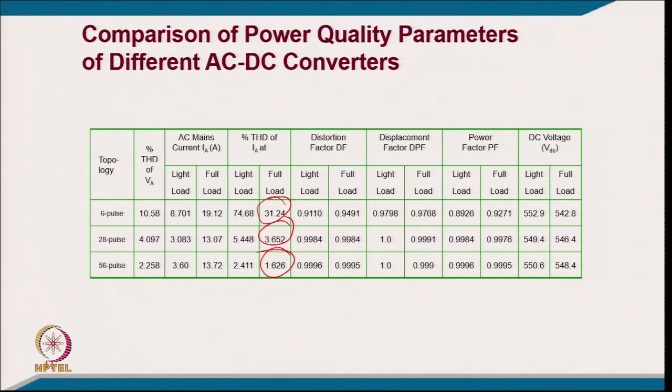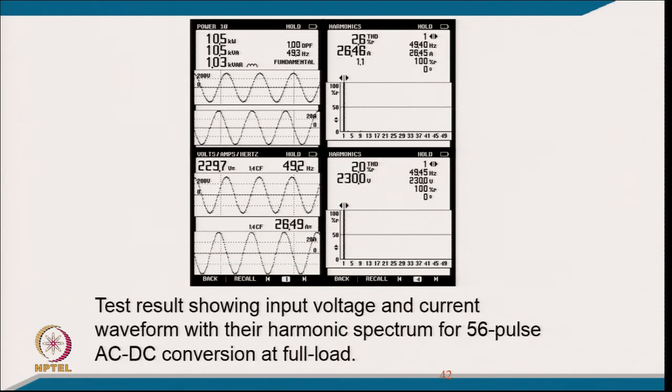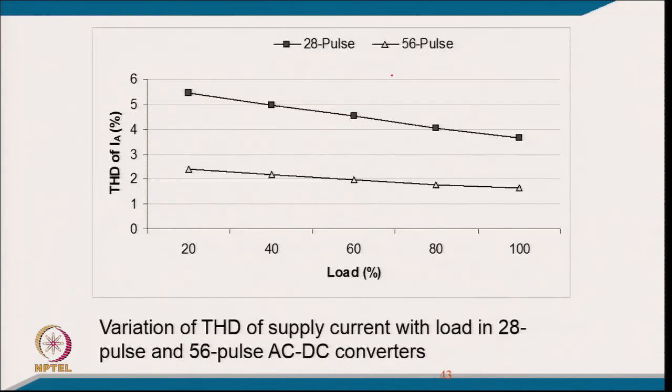So you are able to reduce the total harmonic distortion of supply current to the order of 1.6% with this simple 56 diode based rectifier. Here you can see the THD is of the order of 2.6% at light load condition, which we have seen experimentally, and how it varies with 28 pulse and 56 pulse with load variation. So it is of the order of 1.6% here, as we have already talked about, and in case of 28 pulse it is almost double, around 3.5%, and how it changes with the load.